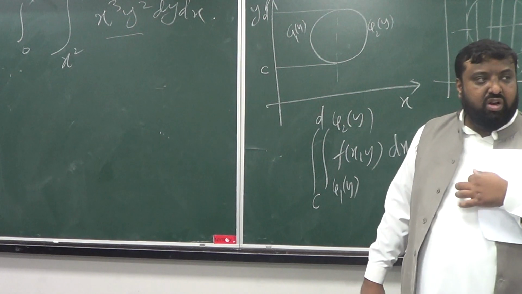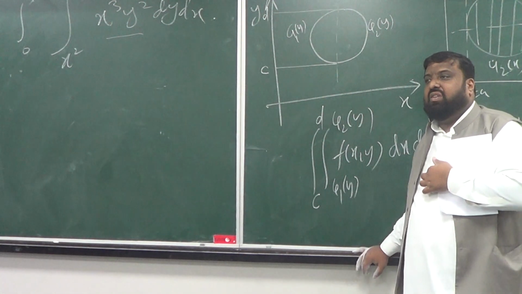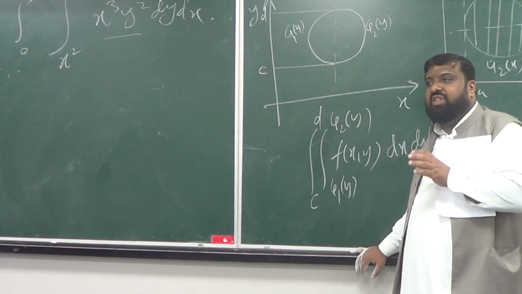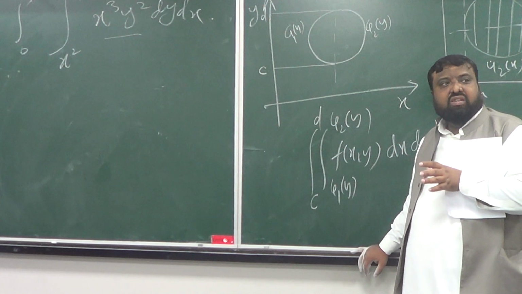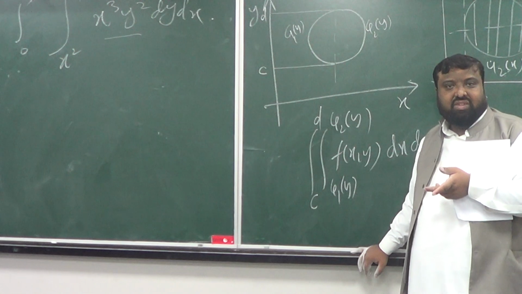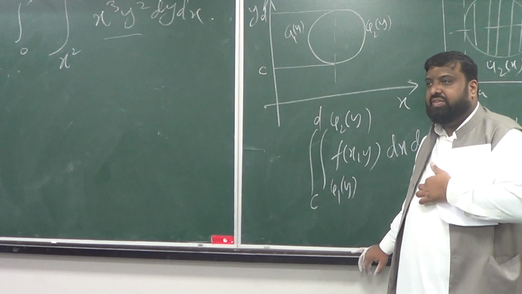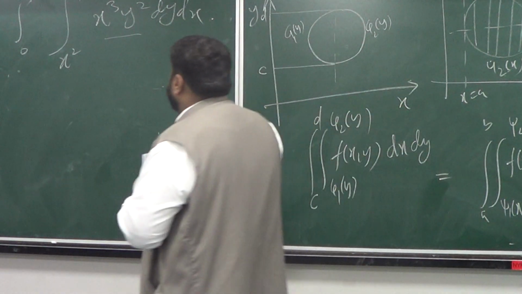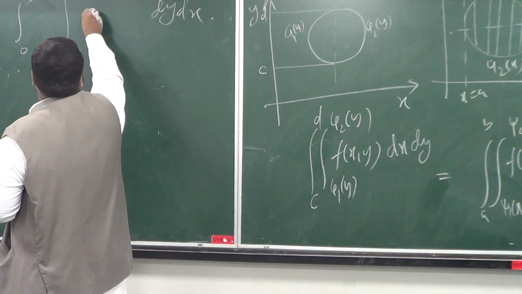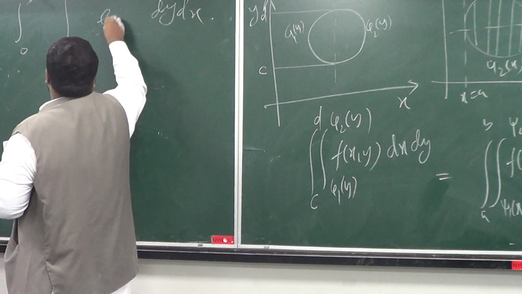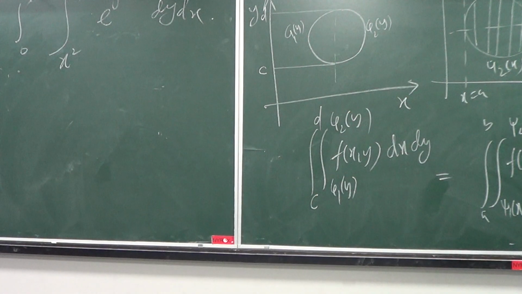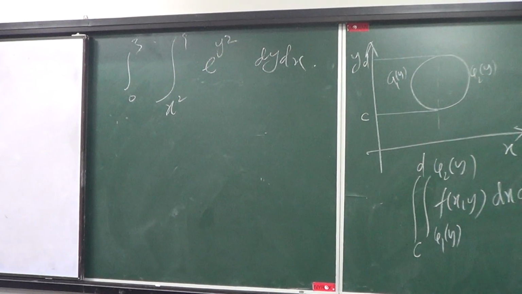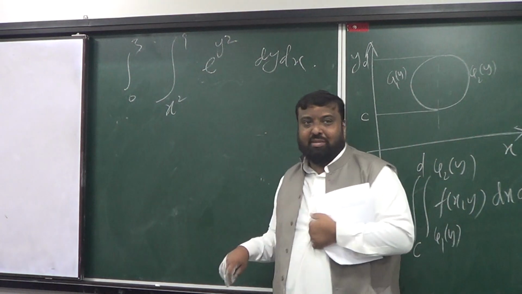This trick would be useful when you have integrals where integrating with respect to one variable is difficult. Then you can change the order and then integrate it. For example, I give you e to the y square integrated. You're going to say, I can't do anything with it. But if you change the order of integration, you're going to see a miracle happen.